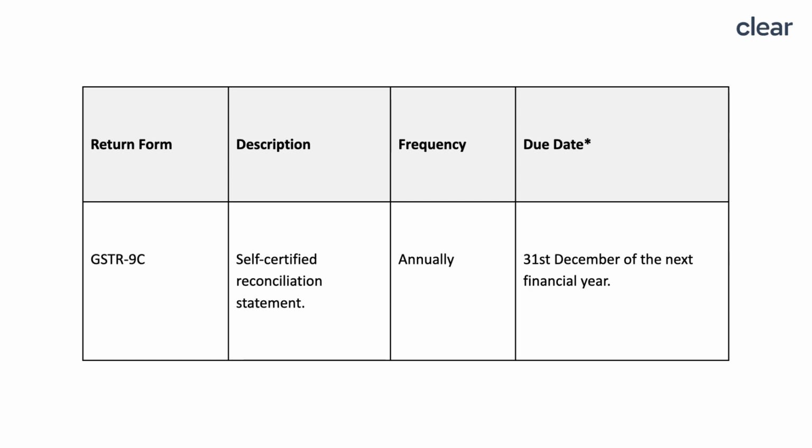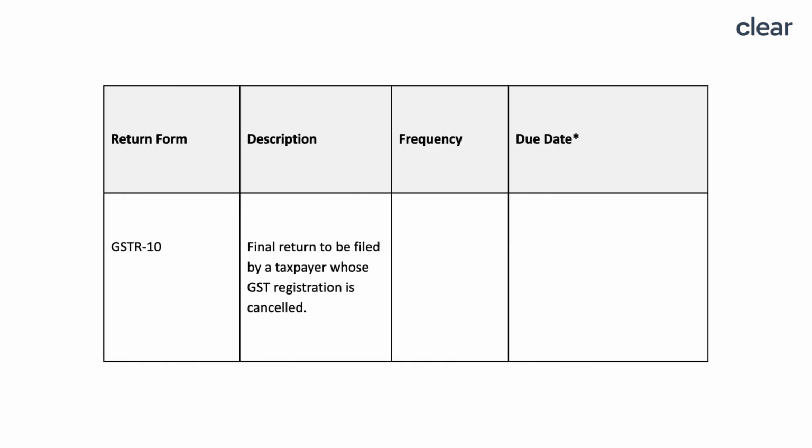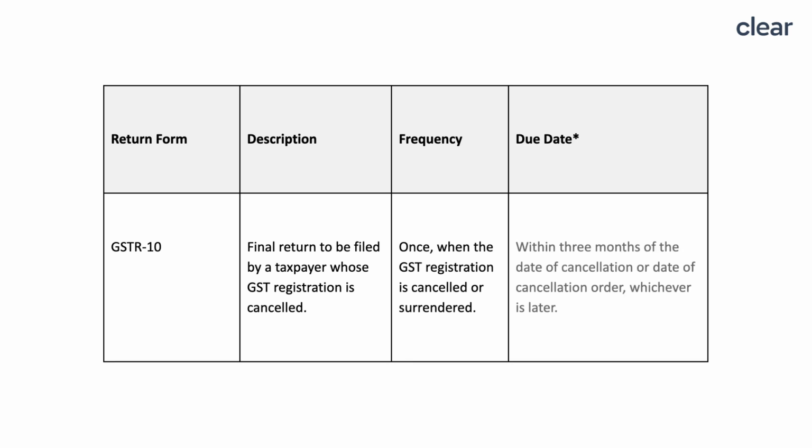We next move on to GSTR10, which is the final return to be filed by a taxpayer whose registration of GST is cancelled. This return is to be filed just once when the GST registration is cancelled or surrendered and should be filed within 3 months of the date of cancellation or date of cancellation order, whichever is later.